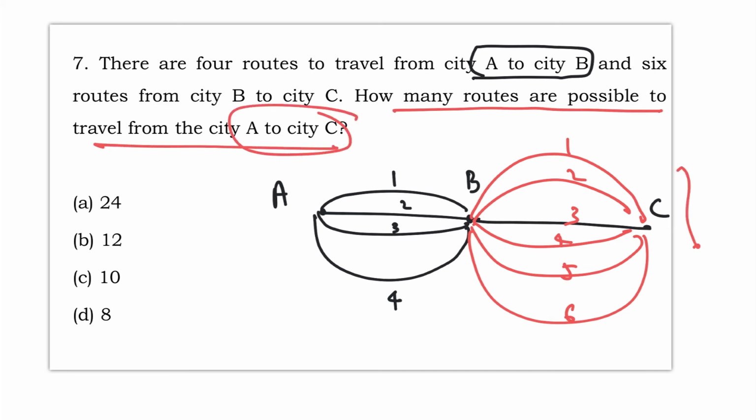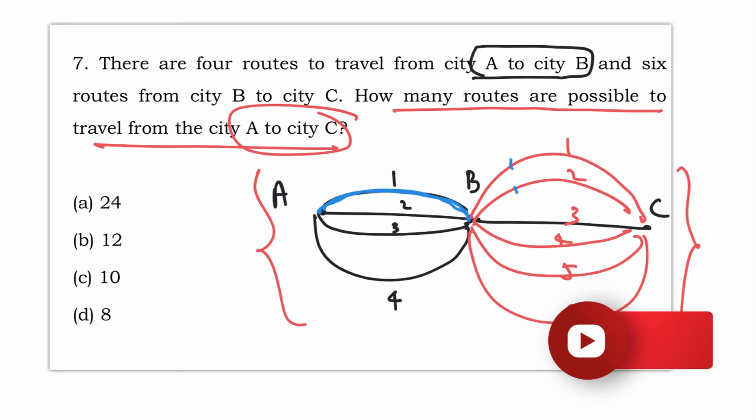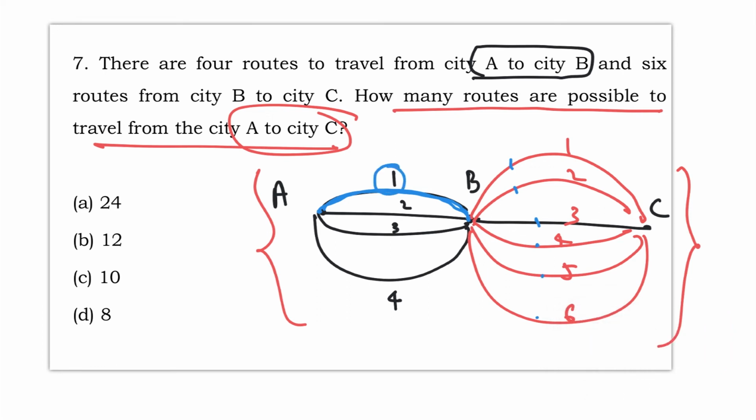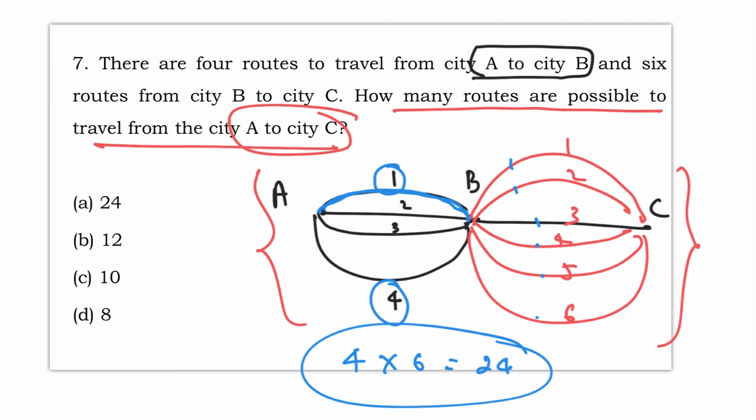This is the conventional method of arriving at the solution, my dear friends. See here, if a person travels from A to B according to route 1, he will be traveling from A to B, and then he will have 6 options, my dear friends. So this option 1 will end with 6 different options here. How many options are there from A to B? There are 4 options, and each option gets 6 different routes from B to C here. So 4 into 6 will be 24 here. This is a simple question, my dear friends.